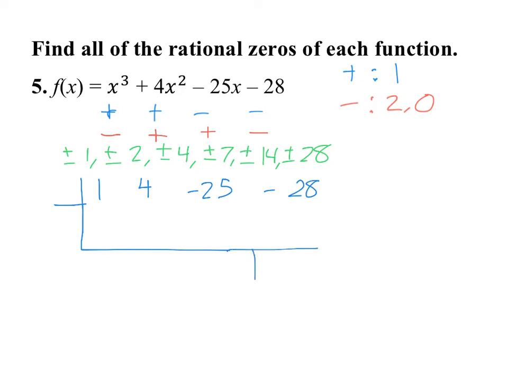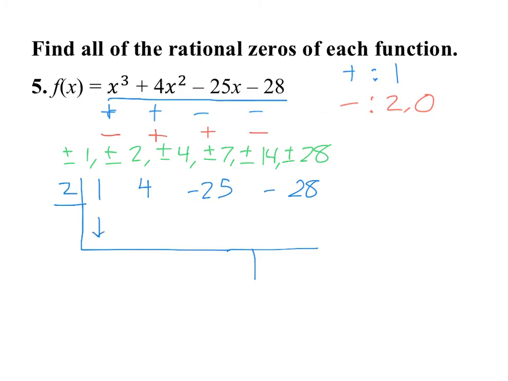All right, so looking at it, if I plugged in 1, that would not work. Right, 1 plus 4 is 5, minus 25 is negative 20, and then minus 28 is negative 48. All right, let's try 2. And I don't feel like doing 2 mentally, so I'll actually plug in positive 2 here.